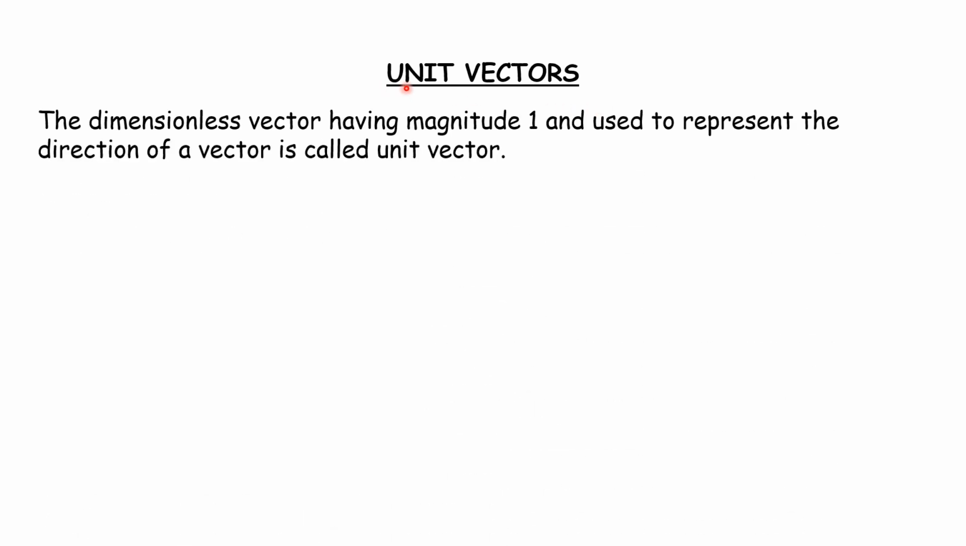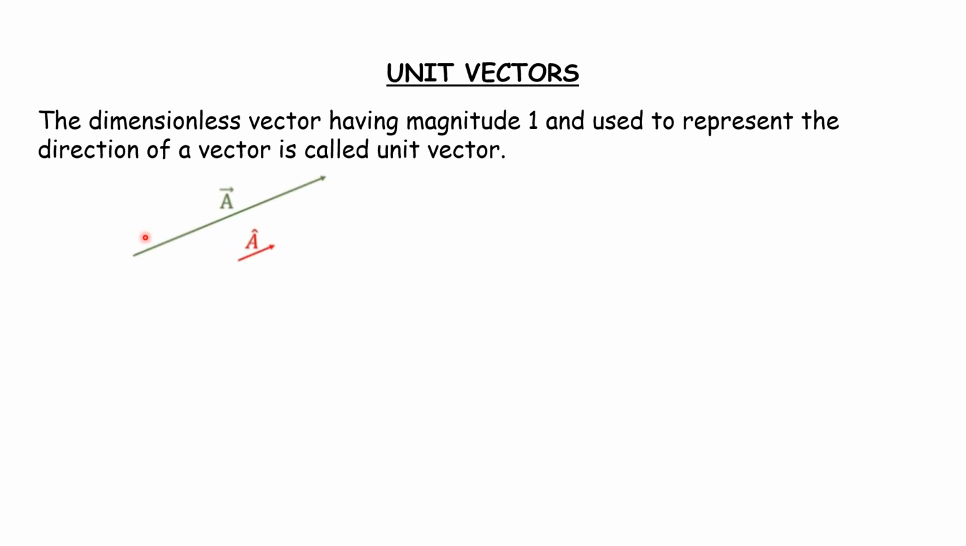So what is a unit vector? A unit vector is a dimensionless vector with a magnitude of 1, serving as a directional reference for other vectors. Its primary purpose is to represent the direction without altering the magnitude of other vectors. Now, what is meant by this? Because unit means it has a unit magnitude, so this concept is used to represent the direction of any other vector, right, without altering the magnitude of any other vector, right?